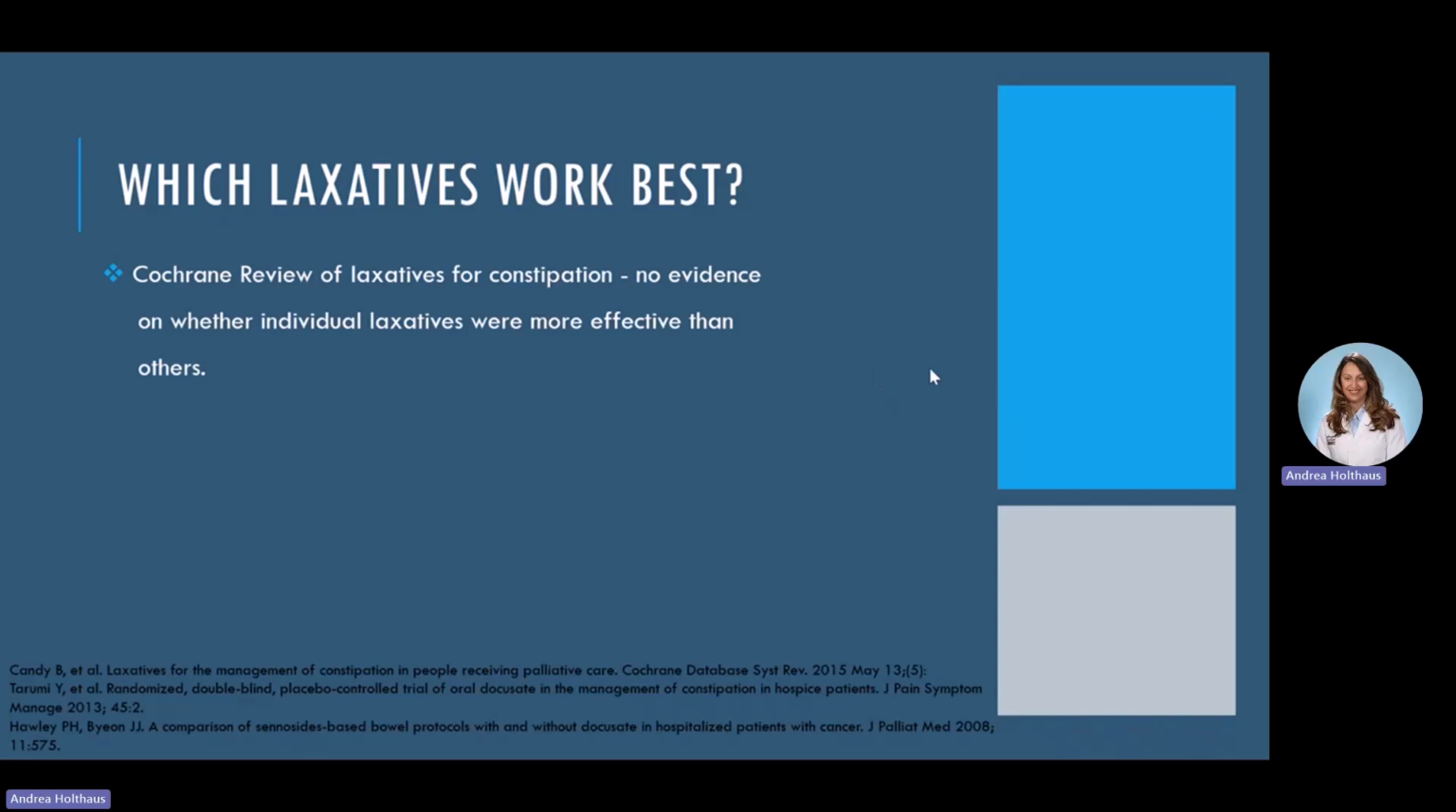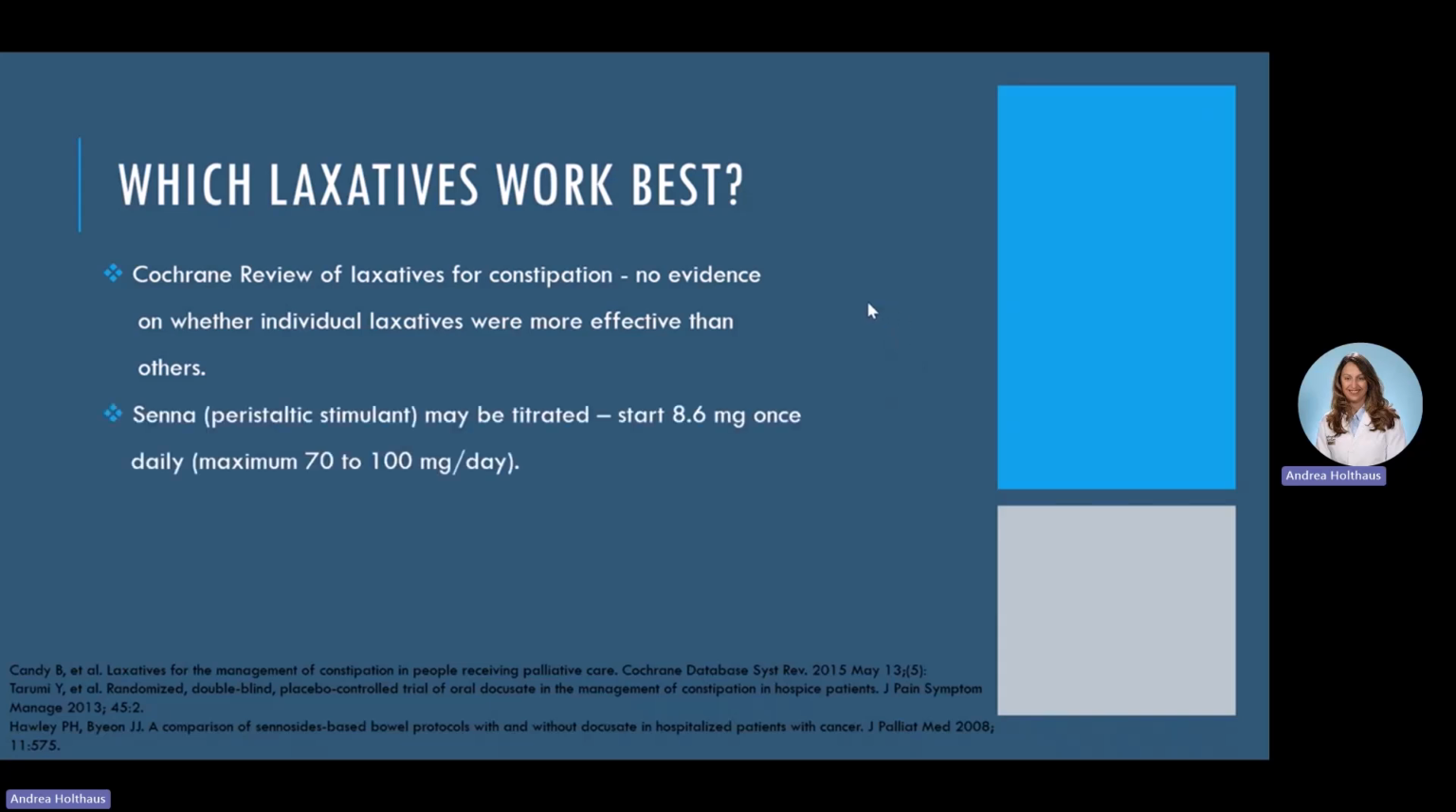So which laxative works best? There's a Cochrane review of laxatives for constipation, and there was no evidence on whether individual laxatives were more effective than others. In our palliative care and hospice patients, we like to use stimulant laxatives. Senokot is one that can be titrated.